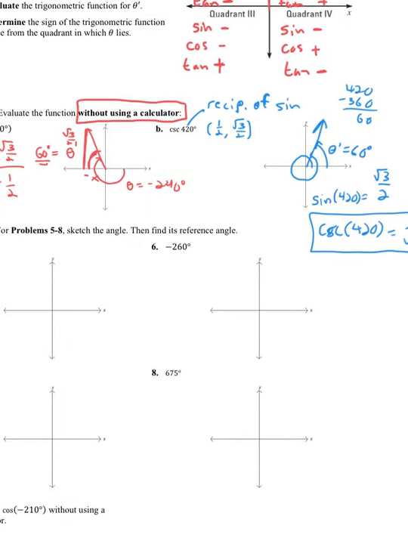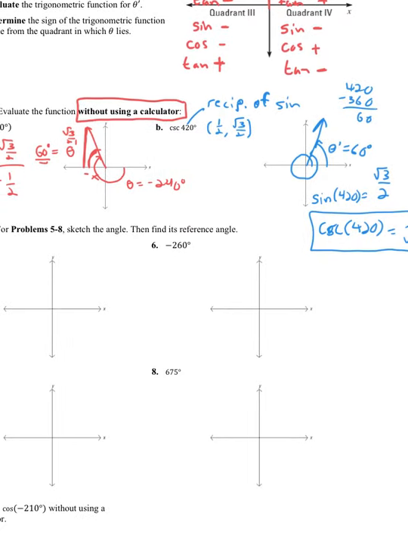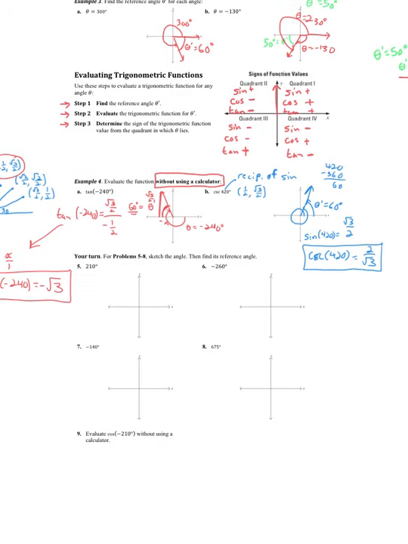All right. Last 4 problems here, it just says sketch an angle and then find its reference angle. And then problem 9 is evaluate cosine of negative 210 without using a calculator. So you can try one of those problems out without using a calculator. We got about 8 minutes left. See if you can get these 5 problems done in that 8 minutes.